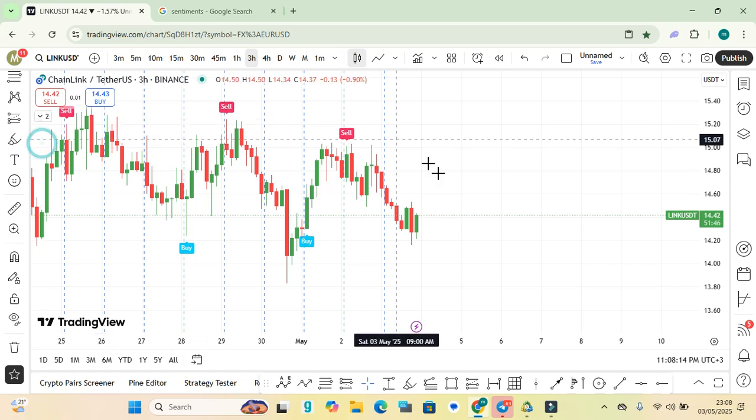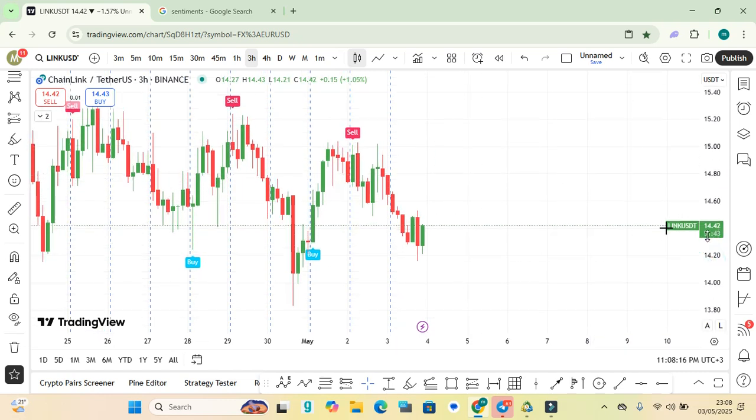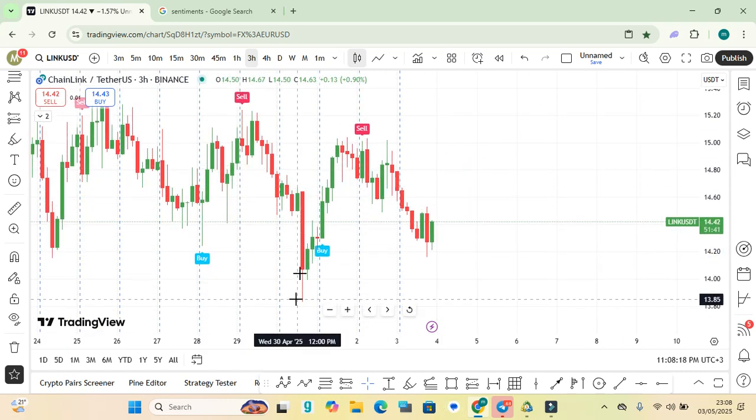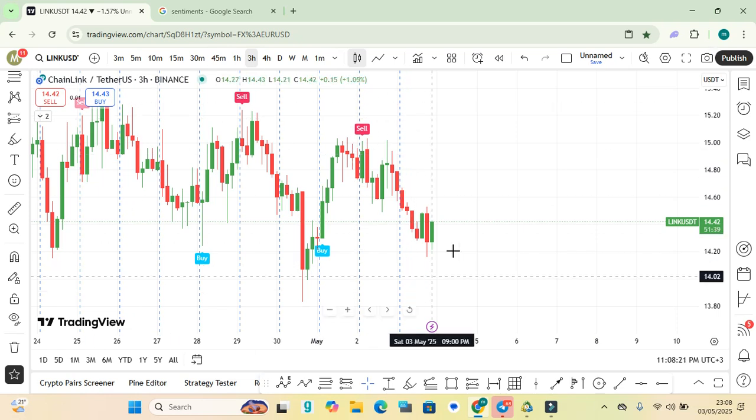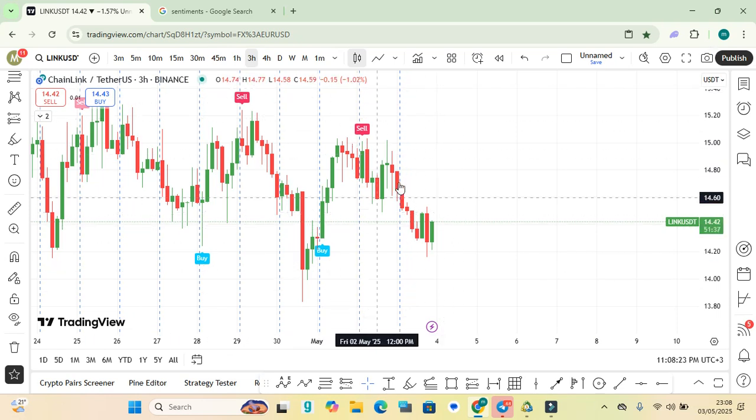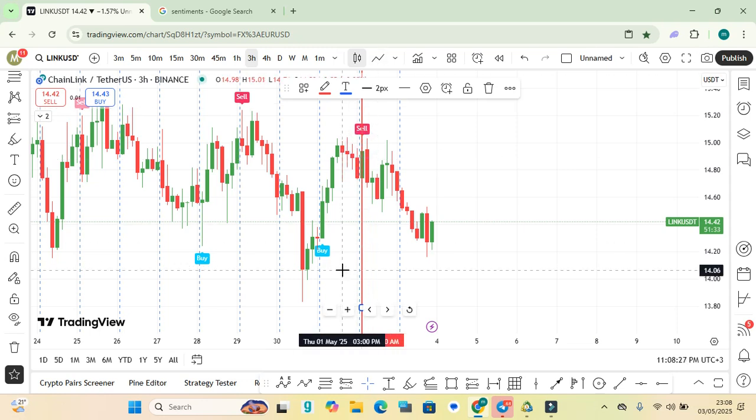So let me remove that one first because there are two systems. I would like to refine this, then I will bring back the other one. So look here, that is our sell. After this candlestick closed, that is when the sell appeared.